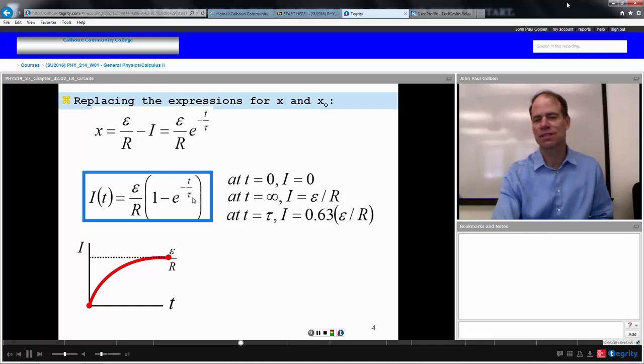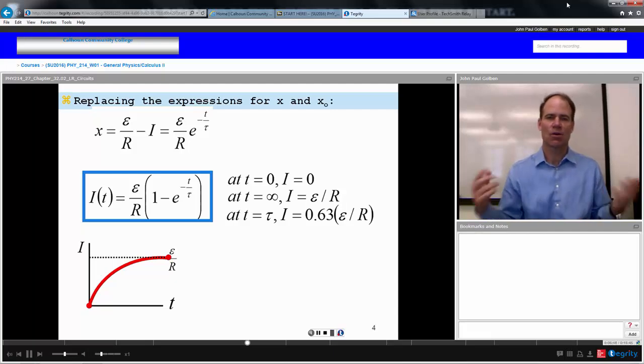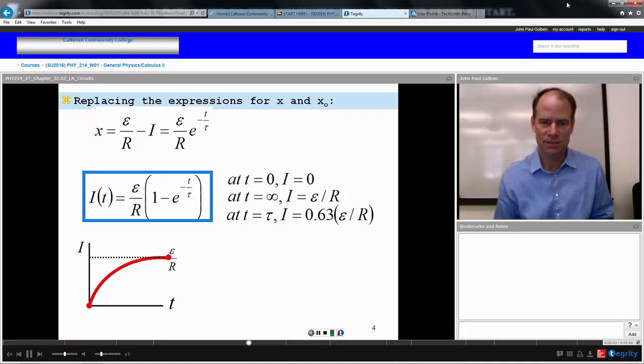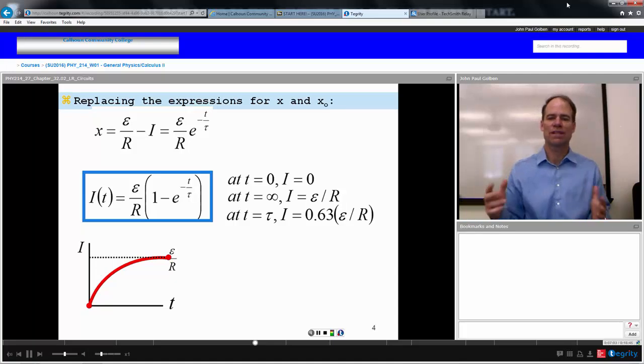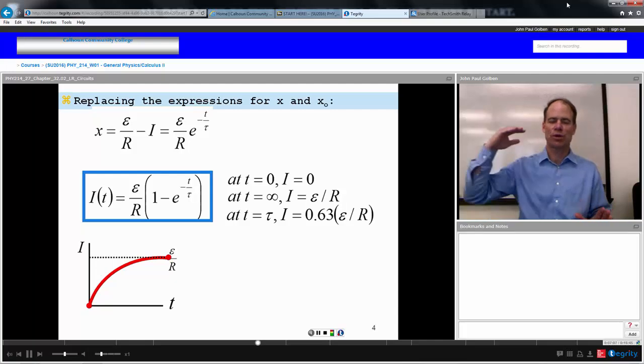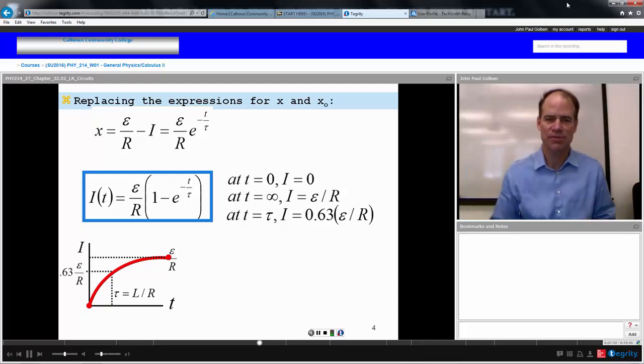What happens when t is actually equal to tau? We would have e to the negative tau over tau, or e to the negative 1. And if you ever calculate e to the negative 1 on the calculator, or 1 over e, that is 0.368. And hence 1 minus 0.368 is 0.632. So at that point, the current would equal 0.632 times its maximum value, or 63.2% of its maximum value.